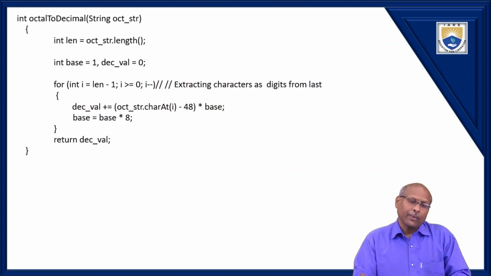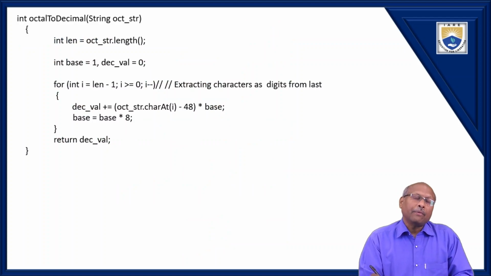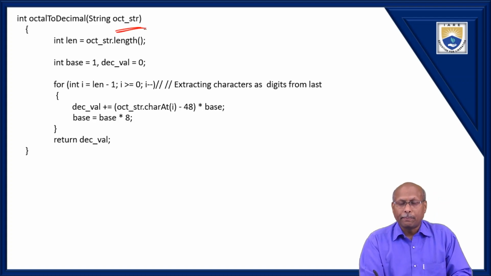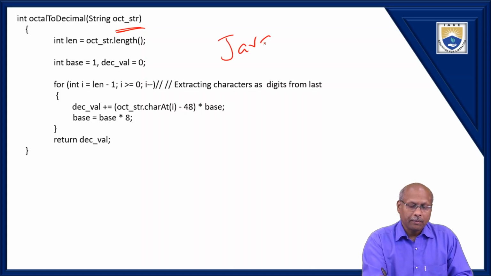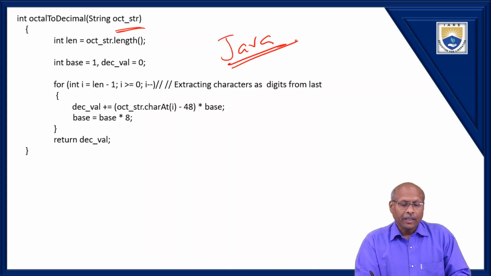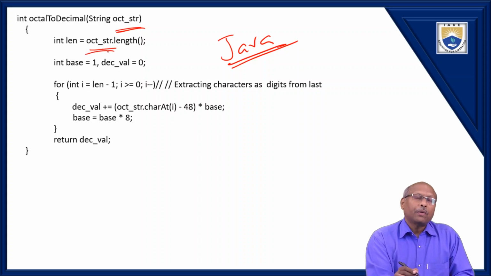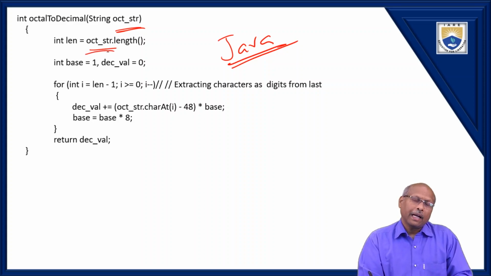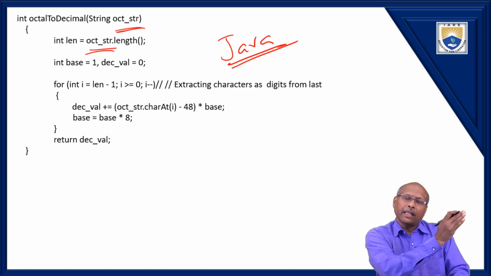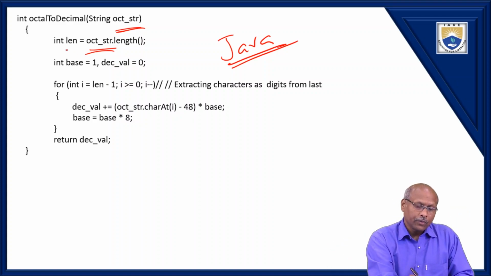Now, how to write a program for this? To convert octal to decimal by taking the octal string as the input, there is a small approach. So, how to write it in Java? Let us see. First of all, whatever string you have been given, I will find its length. Once you know the length, I can traverse in the reverse direction. Take the length first.